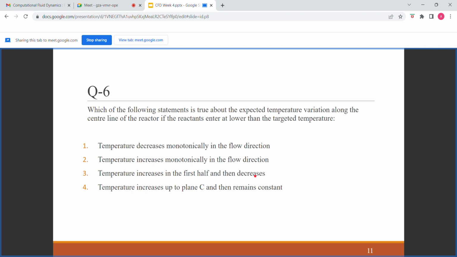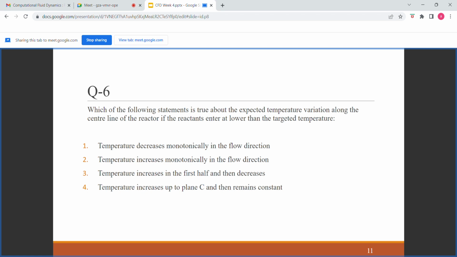So till C, whereas between A and B, it would be preheated, because it was mentioned that depending on our requirement to maintain it along the targeted temperature range, if the reactants are at higher temperature, it would be cooled down, or else if it is below, it would be preheated. So between planes A and B, initially it would be preheated, so the temperature would be increasing, whereas between planes B and C, the reaction would be exothermic, so again it would be increasing.